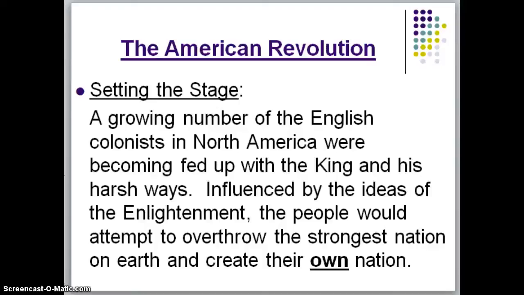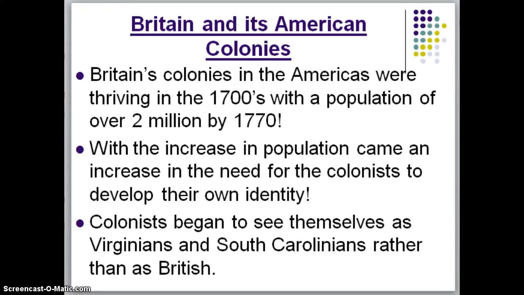All right, we're going to talk about the American Revolution. So let's go ahead and set the stage. A growing number of the English colonists in North America were becoming fed up with the King of England and his harsh ways. Influenced by the ideas of the Enlightenment, the people would attempt to overthrow the strongest nation on earth and create their own nation.